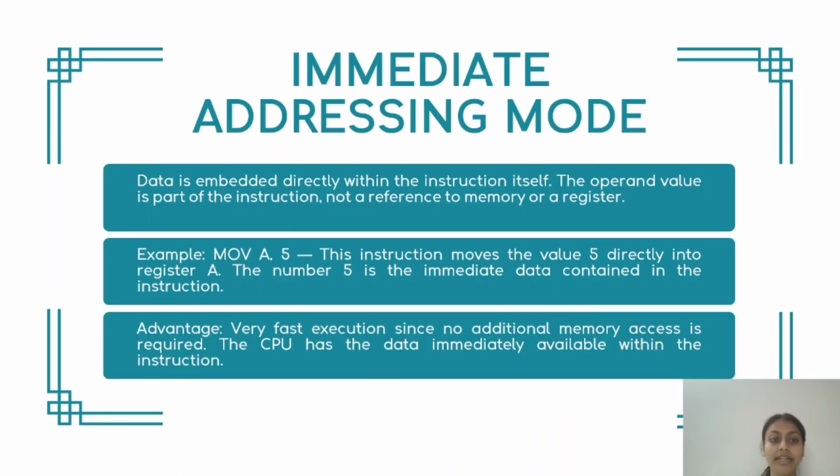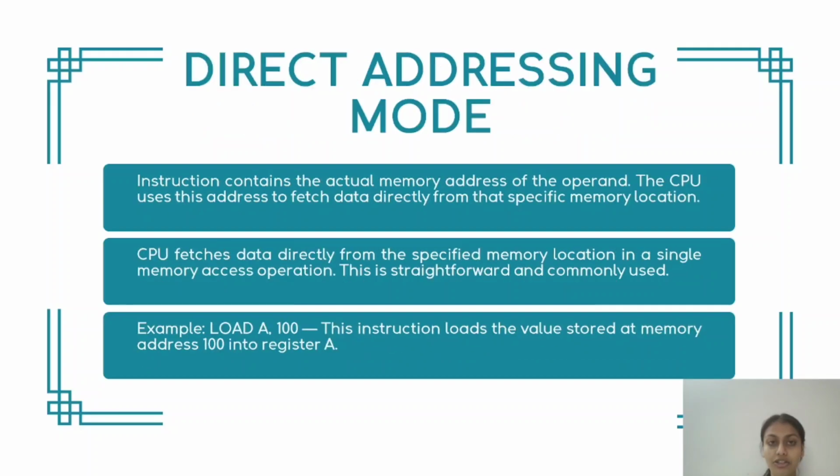Immediate addressing mode. Data is embedded directly within the instruction itself. The operand value is part of the instruction, not a reference to memory or a register. Example: MOVE A 5. This instruction moves the value 5 directly into register A. The number 5 is immediate data contained in the instruction. Advantage: very fast execution, since no additional memory access is required. The CPU has the data immediately available within the instruction.